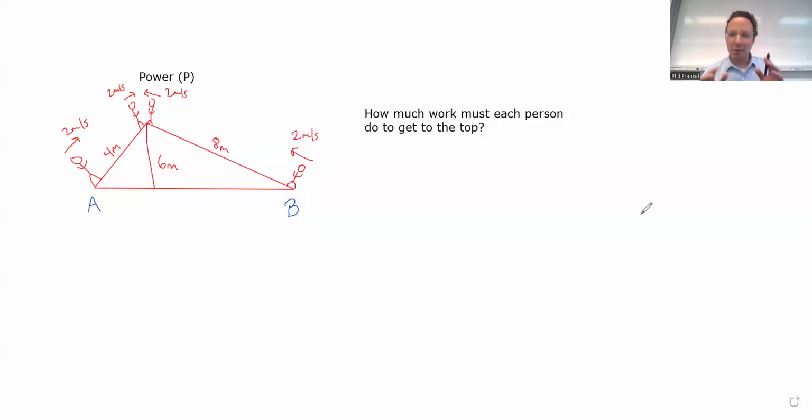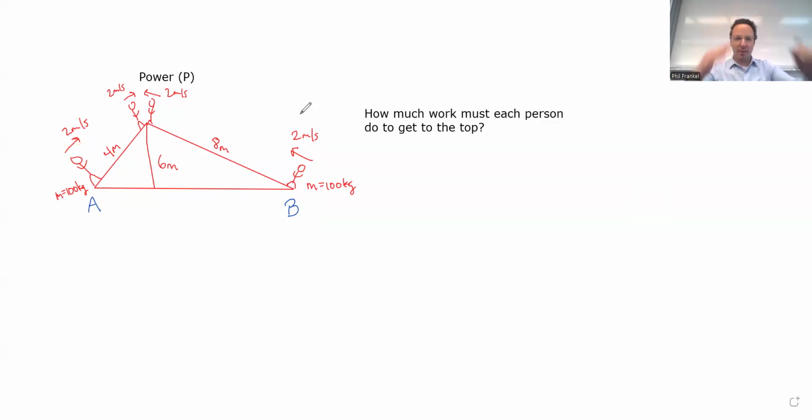Hey folks, so I'm just making a short video for you on the concept of power. And to get us started, this is the problem I want you to consider. You have two people, person A and person B. And just to make things easy, let's say the mass of each person is 100 kilograms. So identical mass people.